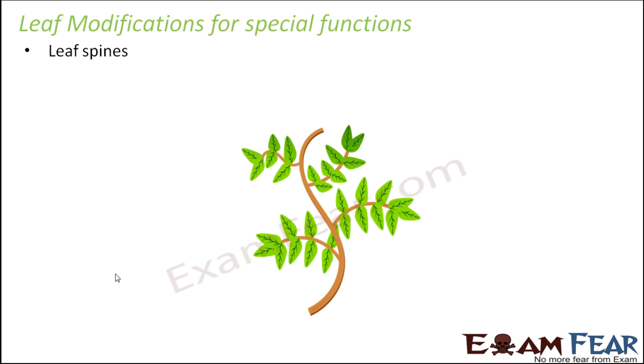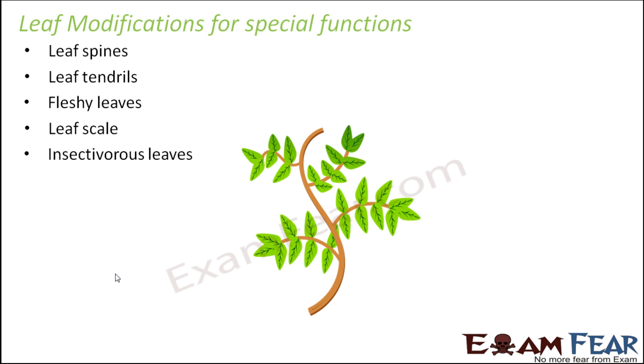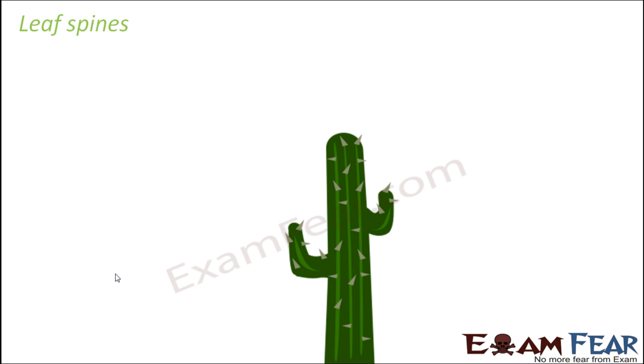Leaf spines, leaf tendrils, fleshy leaves, leaf scale, and insectivorous leaves are some of the modifications of leaf to perform special functions. So let us discuss each of these leaf modifications in detail one by one. Let us start with the leaf spine.